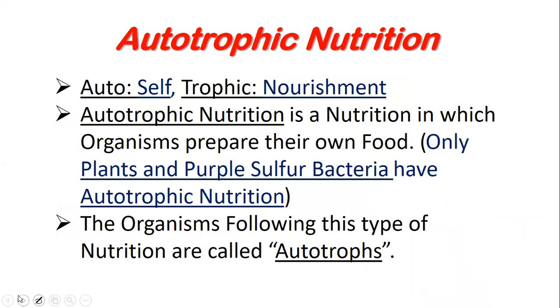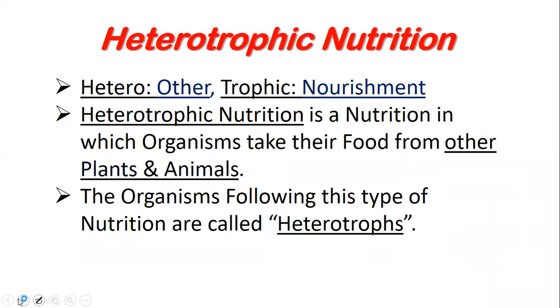So now, autotrophic nutrition. Auto means self and trophic means nourishment. So we can say that autotrophic nutrition is self-nourishment. Autotrophic nutrition is a nutrition in which an organism prepares its own food. Only plants and purple sulfur bacteria have the autotrophic mode of nutrition. The organisms following this type of nutrition are called autotrophs.